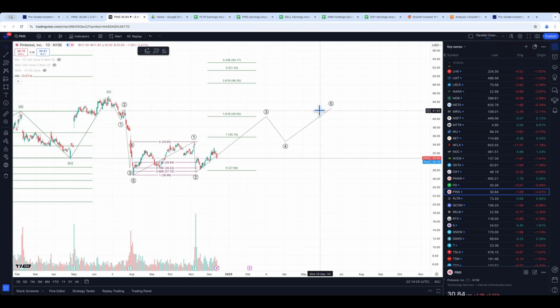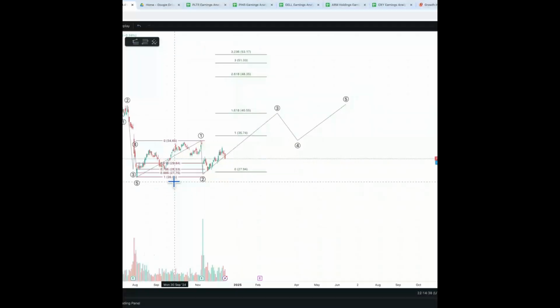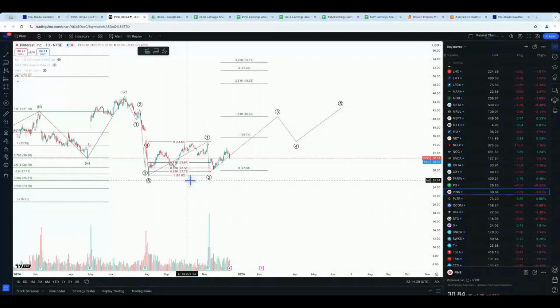You're close to a wave 2 low. I always think that's one of the best places to enter a trade. Again, because of the risk reward, you can place a sensible stop somewhere down here, so that won't crater your account if you end up tripping that stop loss. But your upside, if indeed this is a wave 3, is pretty good. So that's Pinterest.